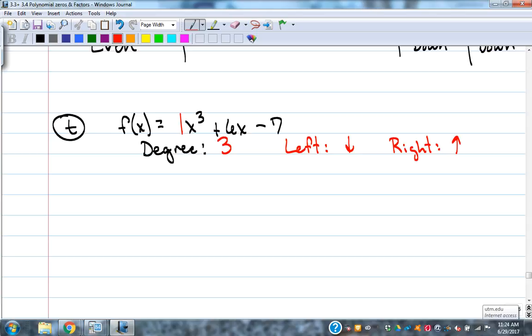And you can write the word down or up. I just used arrows there for no apparent reason. Okay. But the degree is 3. It's odd. It has a positive leading coefficient. So that tells us left side down, right side up.